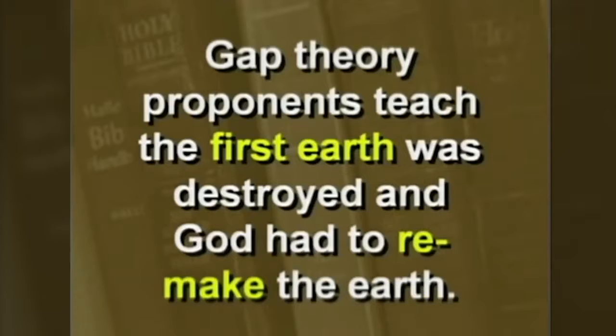The gap theory folks teach us that the first earth was destroyed and God had to remake the earth. John Hagee has a beautiful chart he preaches in front of. He's got the first earth was destroyed when Satan fell from heaven, and then the second earth, and he said someday God's going to make a third earth. And it's a good sermon and it preaches good and it's a beautiful chart. He's got a good artist, but it's not scriptural.